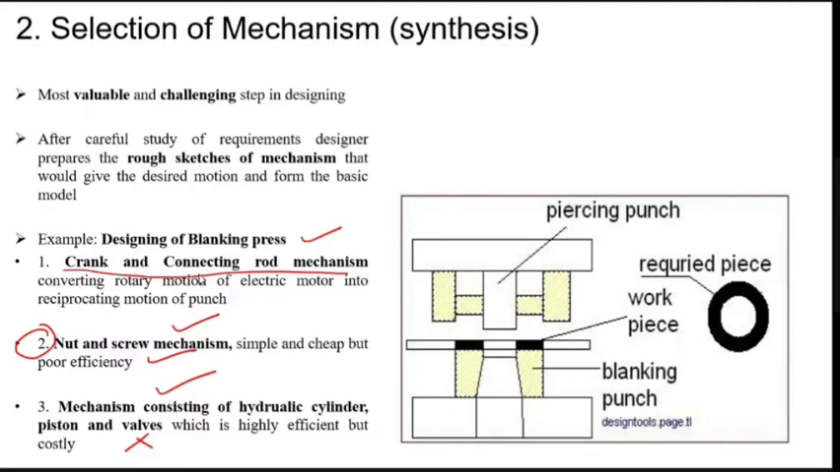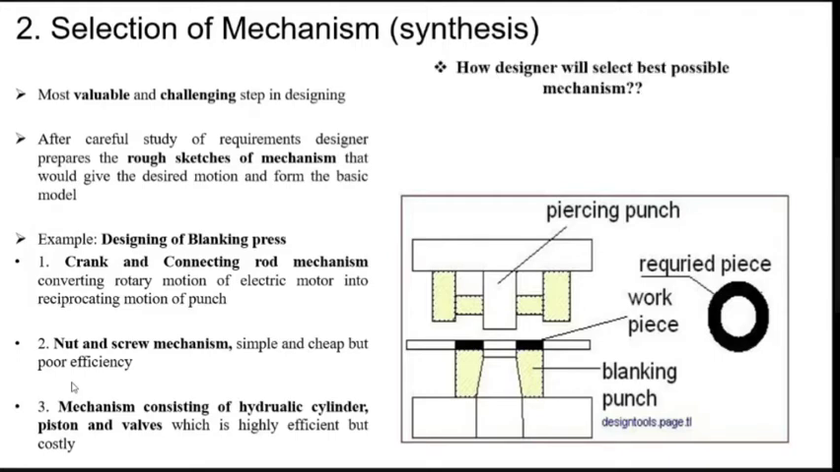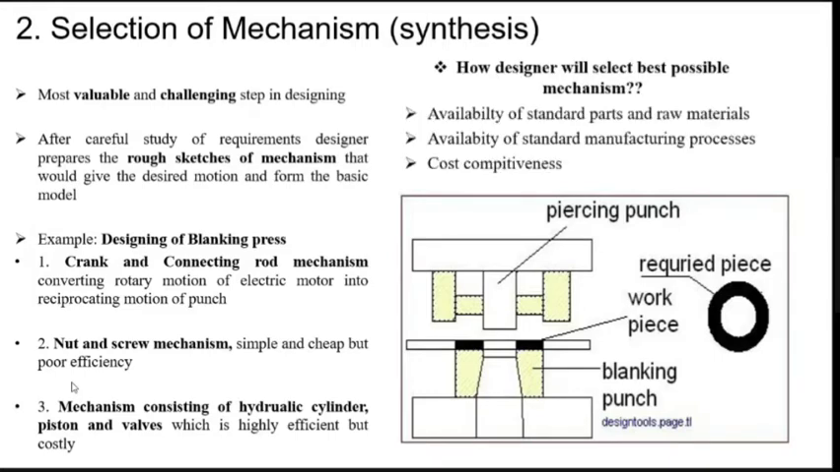You have to think cost wise also, you have to think efficiency wise also, and you have to get the work done. I hope you understand this. So this process is called the selection of mechanism. Is it clear? So how will the designer select the best possible mechanism?